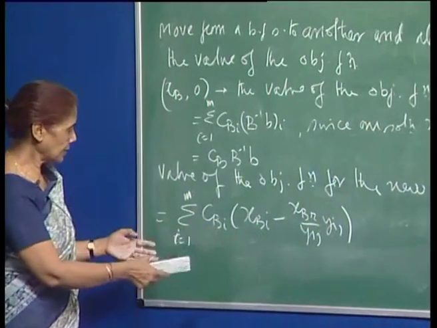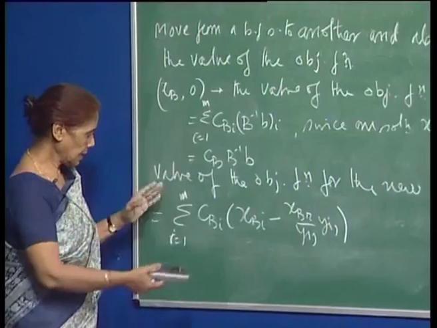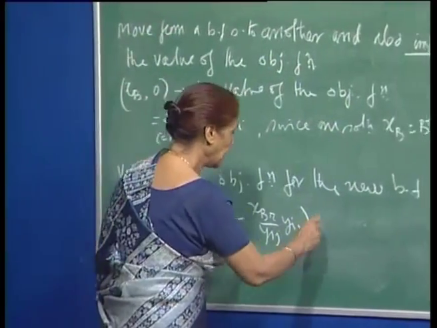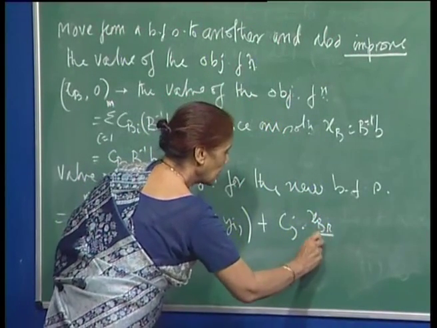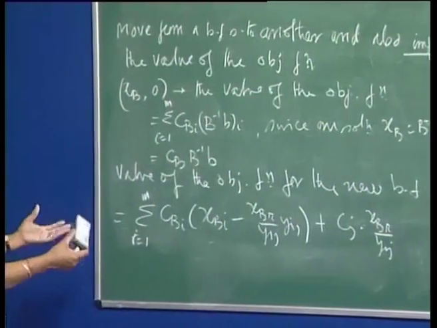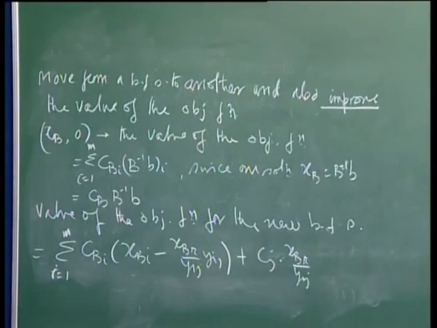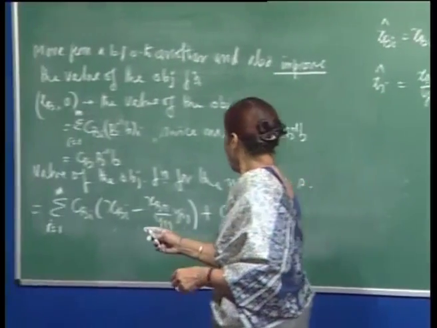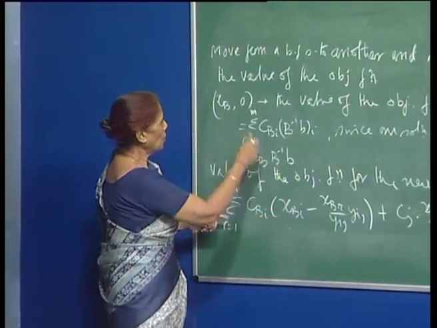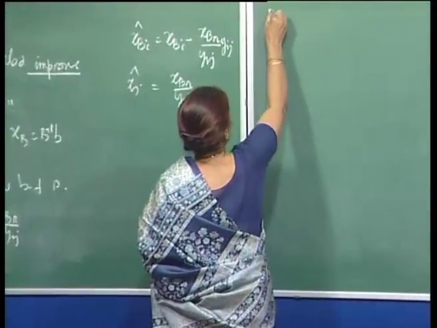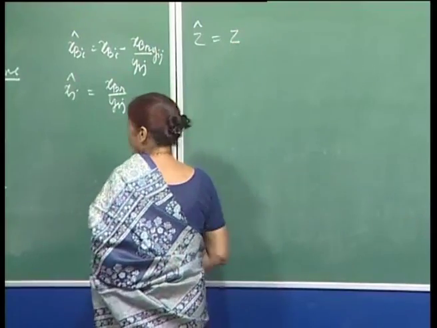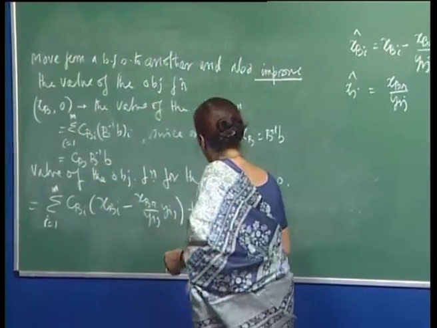So the contribution of the rth term to this sum will be 0, therefore I can keep it, and that will be convenient. Plus it will be cj into xBr upon yrj. This is my new value. So let us rewrite it to get the condition as to which basic feasible solution I should move to in order to improve my value of the objective function. If you look at this summation cBi xBi, that is my old value of the objective function. So if I write z hat as my new value, then this is equal to z, because the summation of cBi xBi is my old objective function.